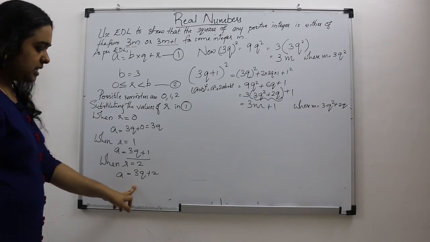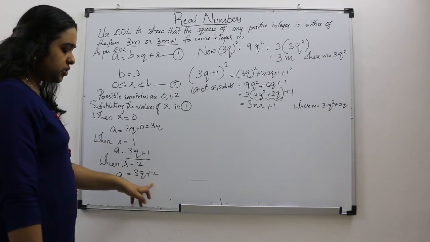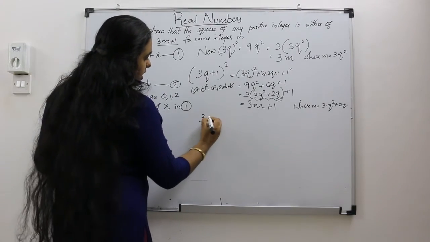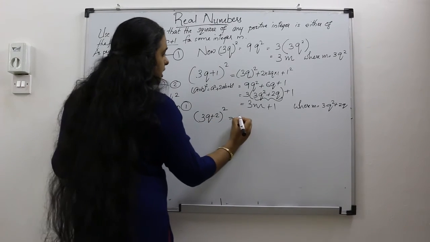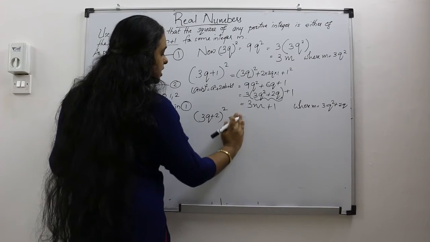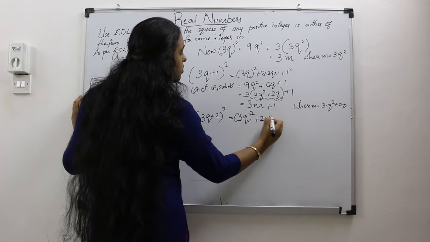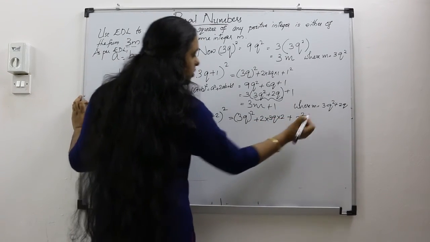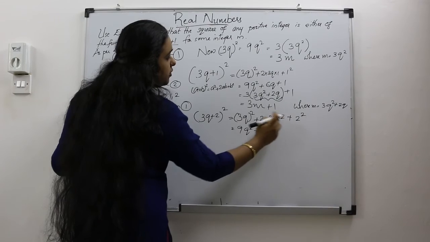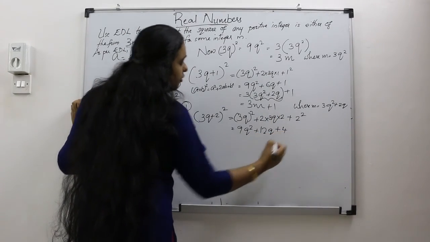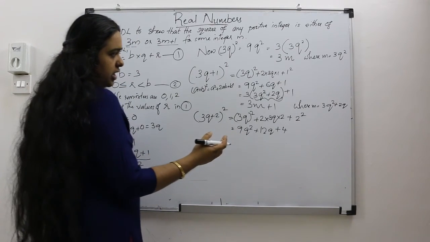Then what's our next term? 3q plus 2 the whole square, right? I am going to take the square of this. Same, a plus b the whole square. I will write it in the expansion form first. 3q the whole square plus 2 into 3q into 2 plus 2 square. It will become 9q square plus 12q plus 4.